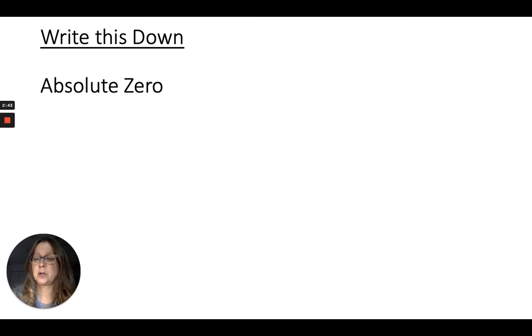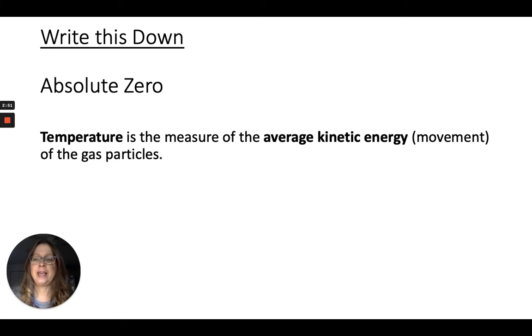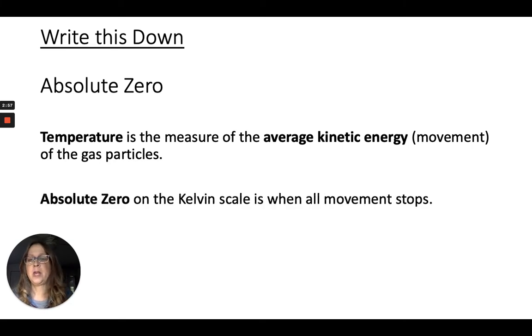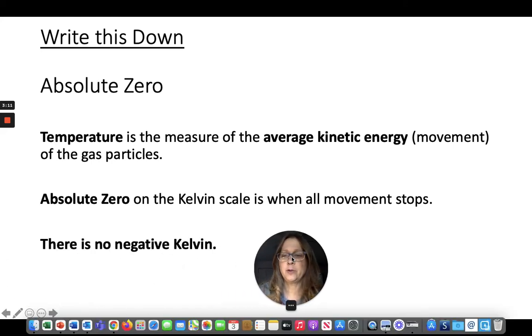The Kelvin scale that we're going to talk about is one in which the zero really is zero. So you want to write down absolute zero. And again, remember, temperature is the measure of the average kinetic energy, the movement of the gas particles. And absolute zero on the Kelvin scale is when all kinetic energy stops. We've never really achieved that, but we've come really close. And so there is no negative Kelvin. We know we deal with negative Fahrenheit, negative Celsius, but the Kelvin scale is based on the fact that zero means no movement.